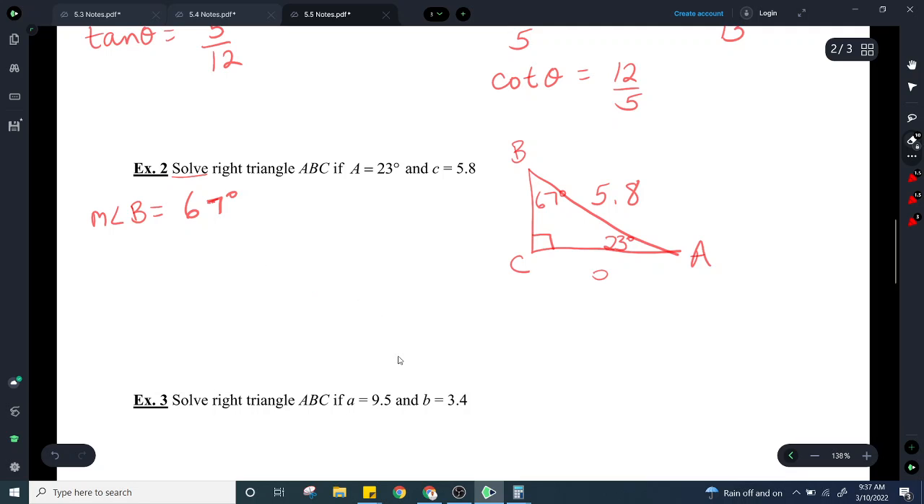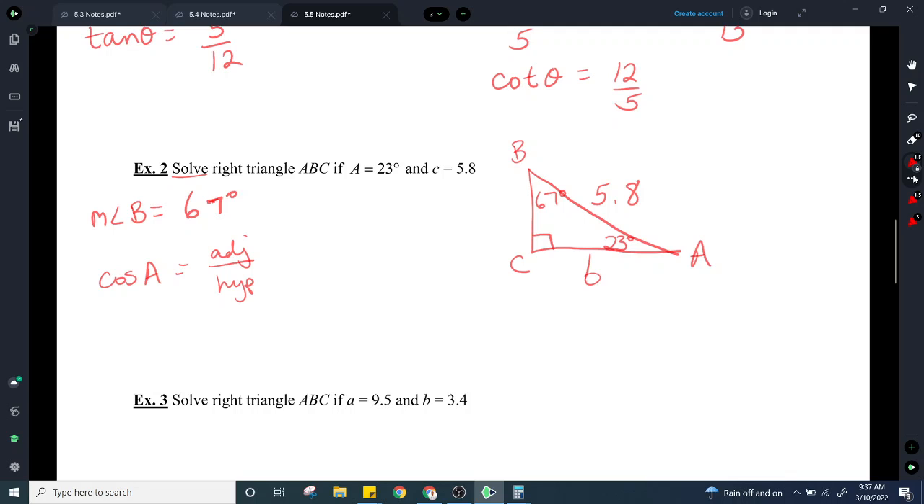Side B is the adjacent side to angle A, right? Side B is the adjacent side to angle A, and we know side C is the hypotenuse. So think about the adjacent over the hypotenuse. If I want to involve that ratio, that would be your cosine function, wouldn't it? So that means the cosine of angle A would be the adjacent side over the hypotenuse to angle A.